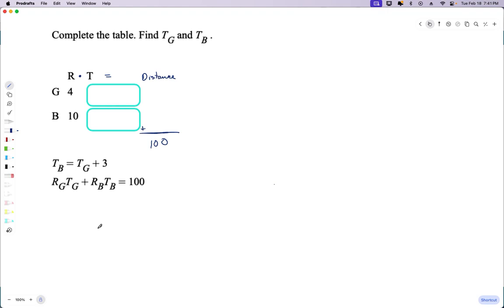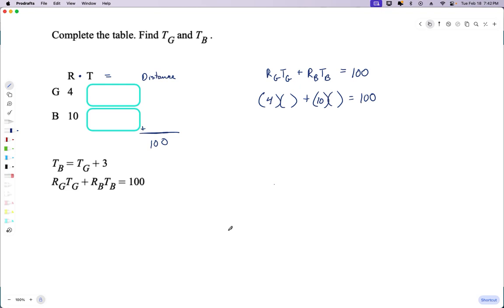So we're going to take our statement and put it over here. RG, TG plus RB, TB is equal to 100. So we have RG, TG plus RB, TB is equal to 100. So RG is 4. RB is 10.